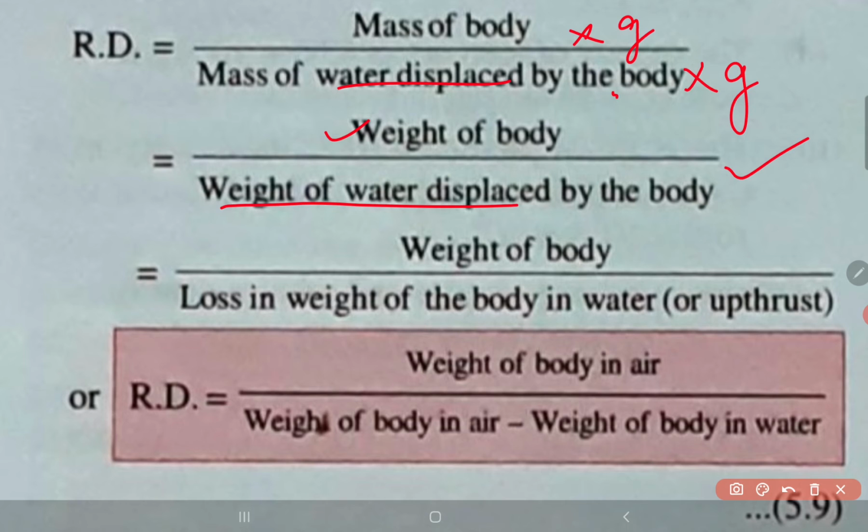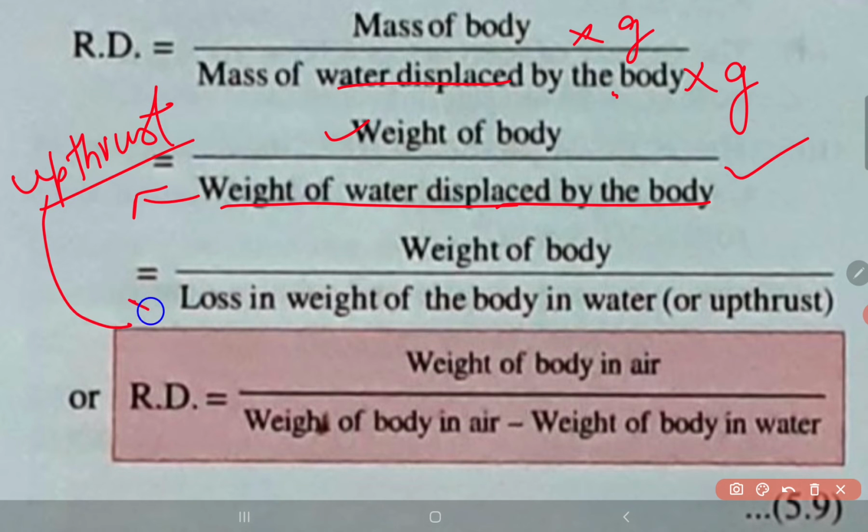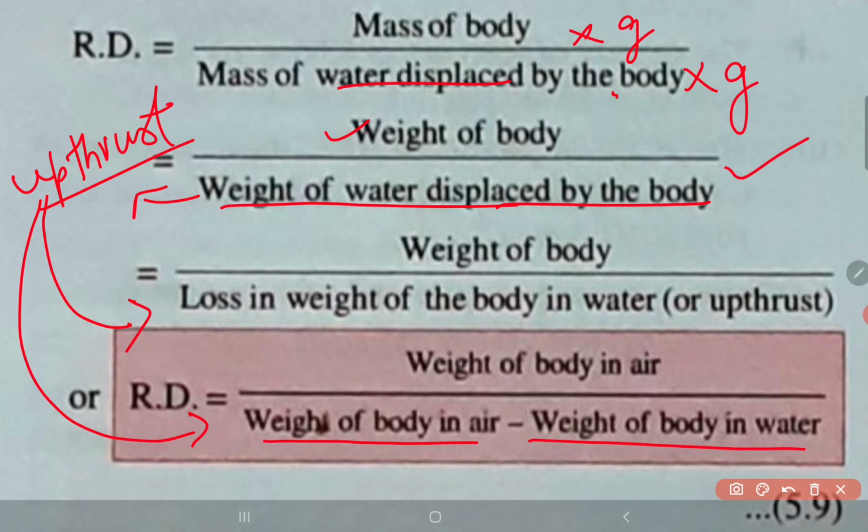Now this weight of the water displaced by the body sounds familiar, right? It is upthrust. Upthrust has another form, which is loss in weight of the body in water. The upthrust formula, as you all know, is weight of the body in air minus weight of the body in water. Now simply I can find the relative density by finding the weight of the body in air and the weight of the body in water.